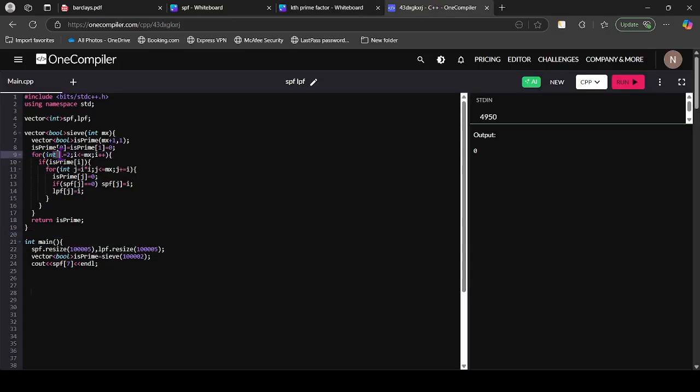We are traversing from 2 till max, and if we find a prime number, we are traversing all its multiples. And if the SPF of j is 0, which means that we did not find any smallest prime factor till now, now it will be the smallest prime factor, so it is i. And if we want to find LPF, we can always update it so that the latest number will be the highest prime factor so far. We can return both SPF and LPF, and we can get it in O(1).